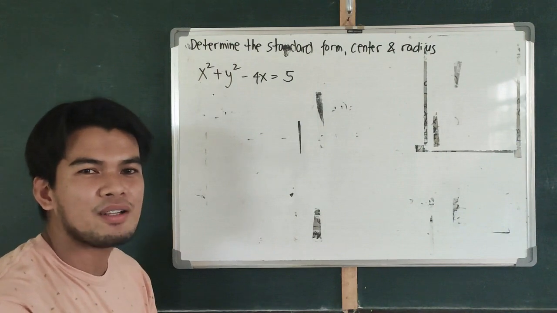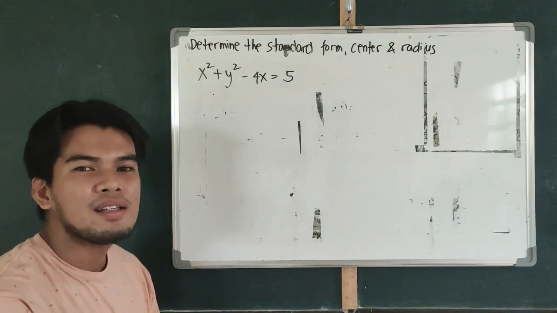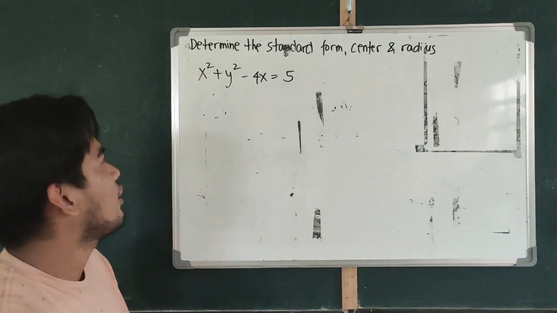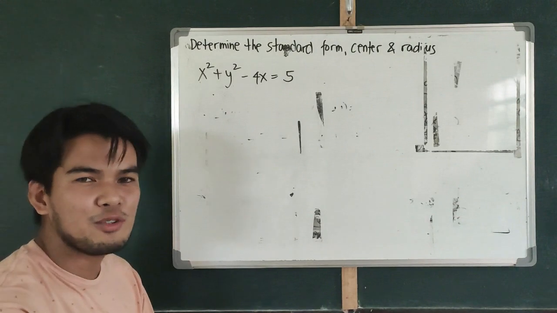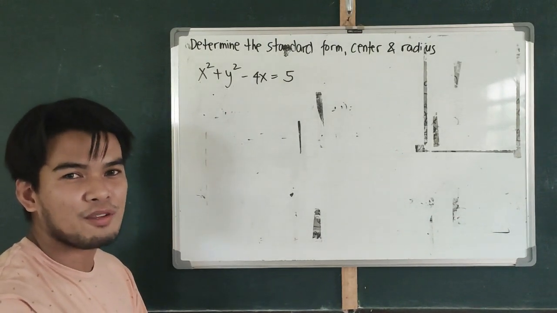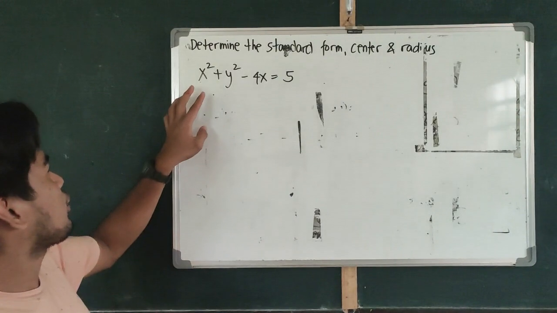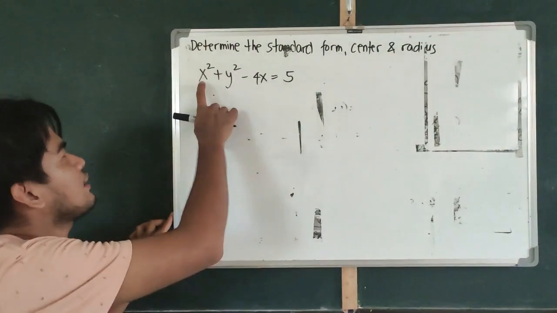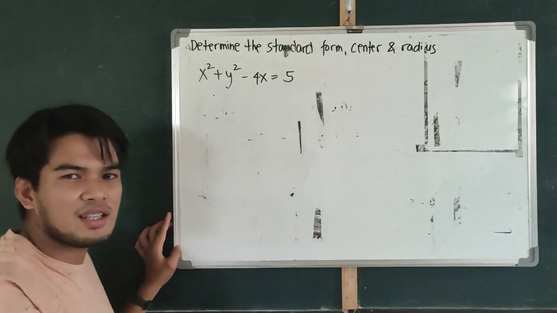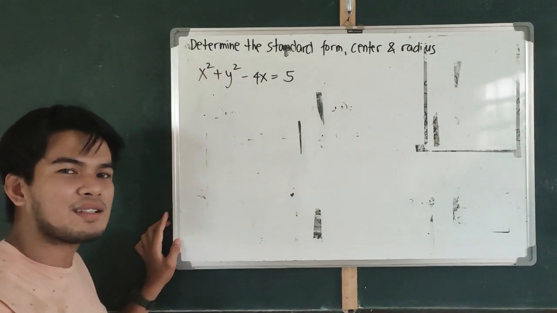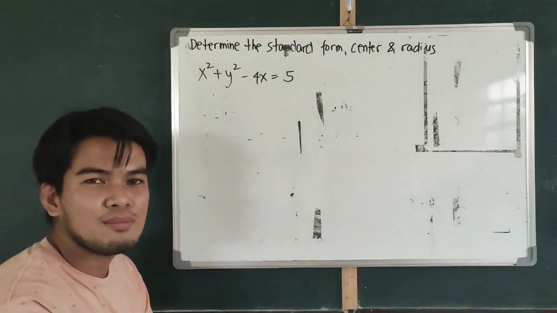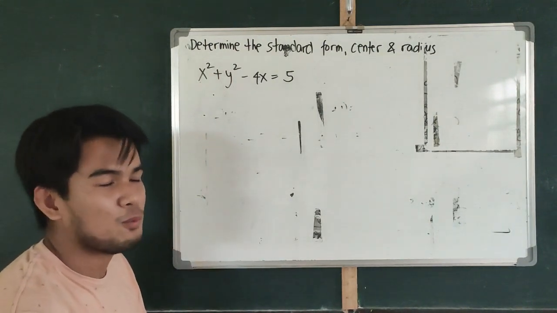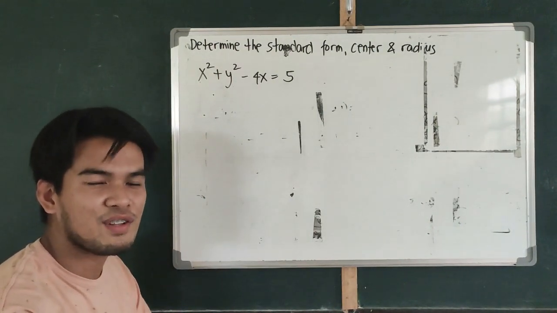This is the second example in identifying the standard form, the center, and the radius of a circle given its general form. Okay, so of course we will be using again the completing the square method. So make sure na lahat ng squared terms, ang coefficient nila ay 1. So since si x squared at si y squared, ang coefficients nilang dalawa ay 1, we can proceed to the second step. Okay? Lahat ba ng constant terms ay nasa right side na? Yes. Nasa right side na yung constant term natin, which is 5.